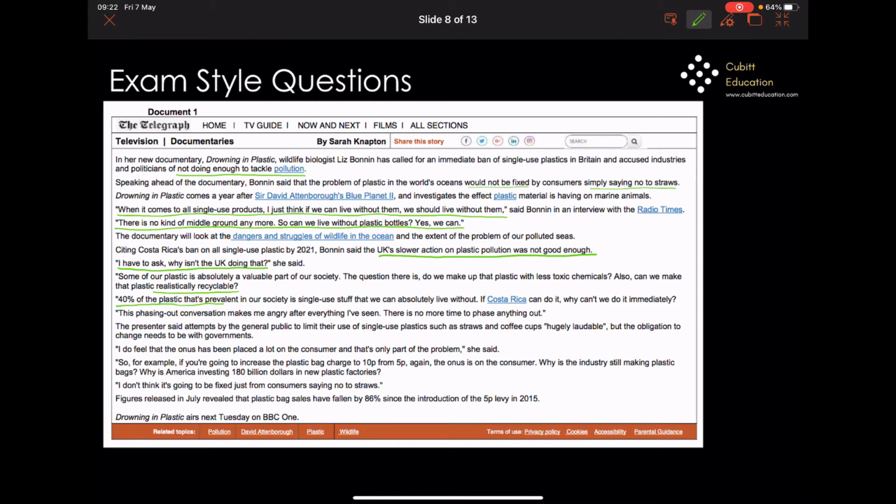40% of the plastic that's prevalent in our society is single-use stuff that we can absolutely live without. If Costa Rica can do it, why can't we do it immediately? This phasing out conversation makes me angry after everything I've seen. There is no more time to phase anything out.